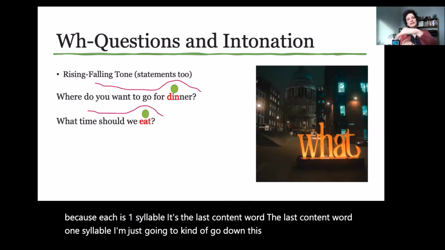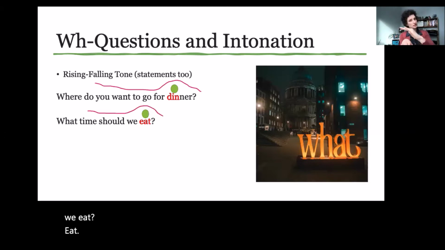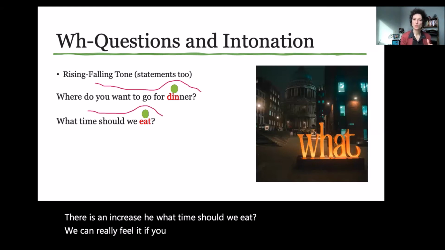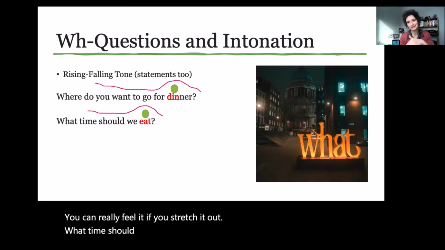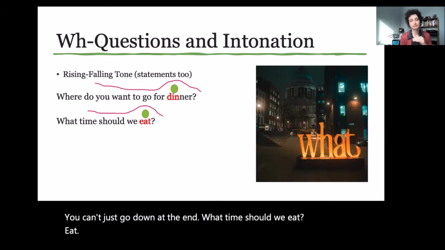What time should we eat? Eat. Okay, there is an increase. What time should we eat? You can really feel it if you stretch it out. What time should we eat? You kind of just go down at the end. Eat. You can also try humming if it helps not to have to worry about vocabulary.